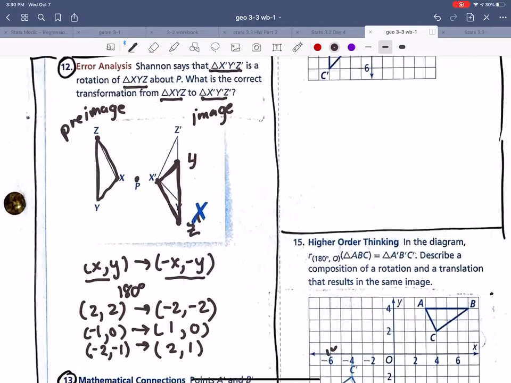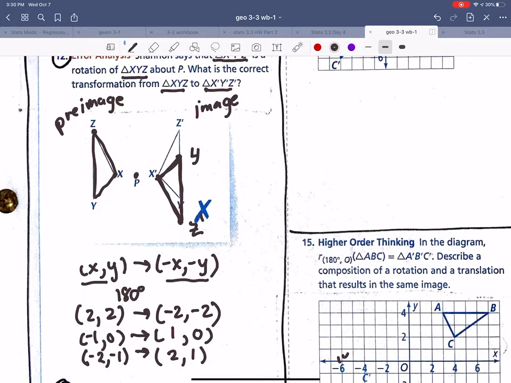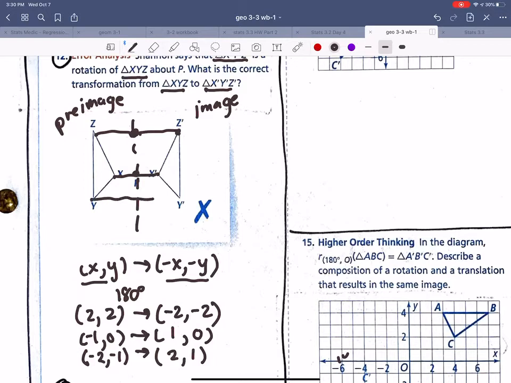So you've probably already figured out that this would be fold on top of. So this would be a reflection. Notice the distance. This point is in the middle between Z and Z prime. This point is also in the middle between X and X prime, and this point is in the middle between Y and Y prime. So this is the evidence that this reflected over this line.